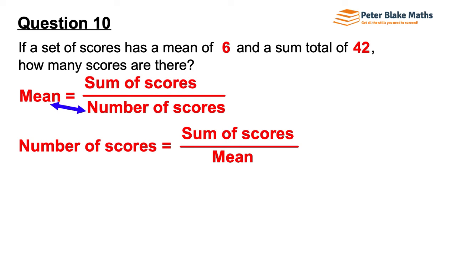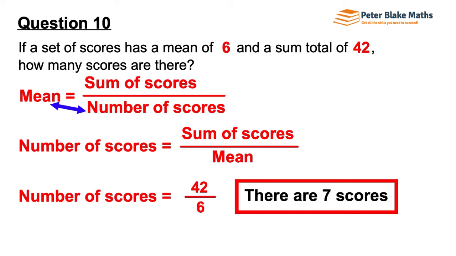So this is only one way of doing this question. You can do it in a number of different ways, but this is how I'm doing it today. We're rearranging the formula to get the number of scores, the item that we're trying to find, out on its own. It makes it a bit easier from this point on. So the number of scores is the sum of the scores. We're told that the sum total is 42, and it has a mean of 6. So working backwards there, we have a number of scores of 7. We can say there are 7 scores in this set of scores.